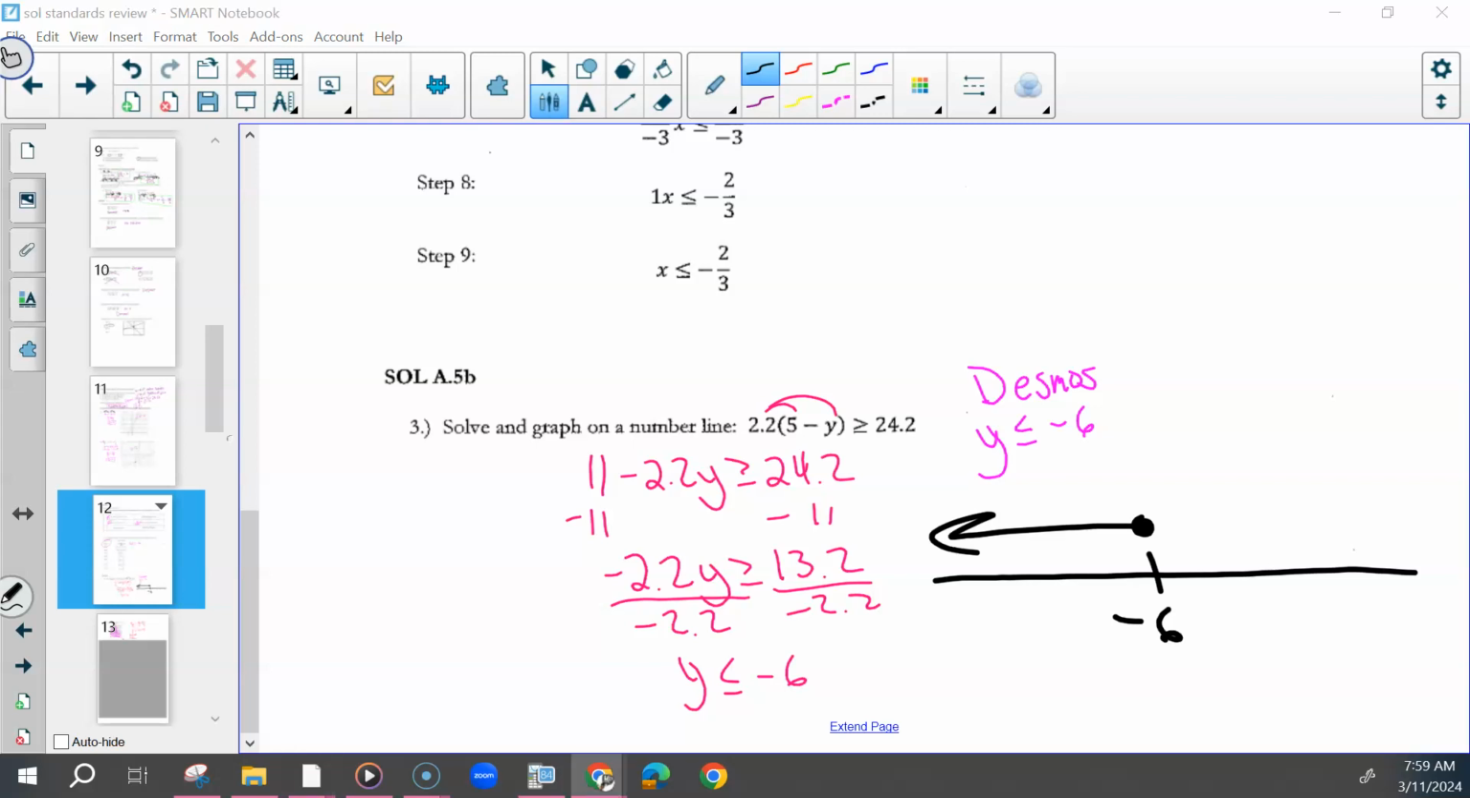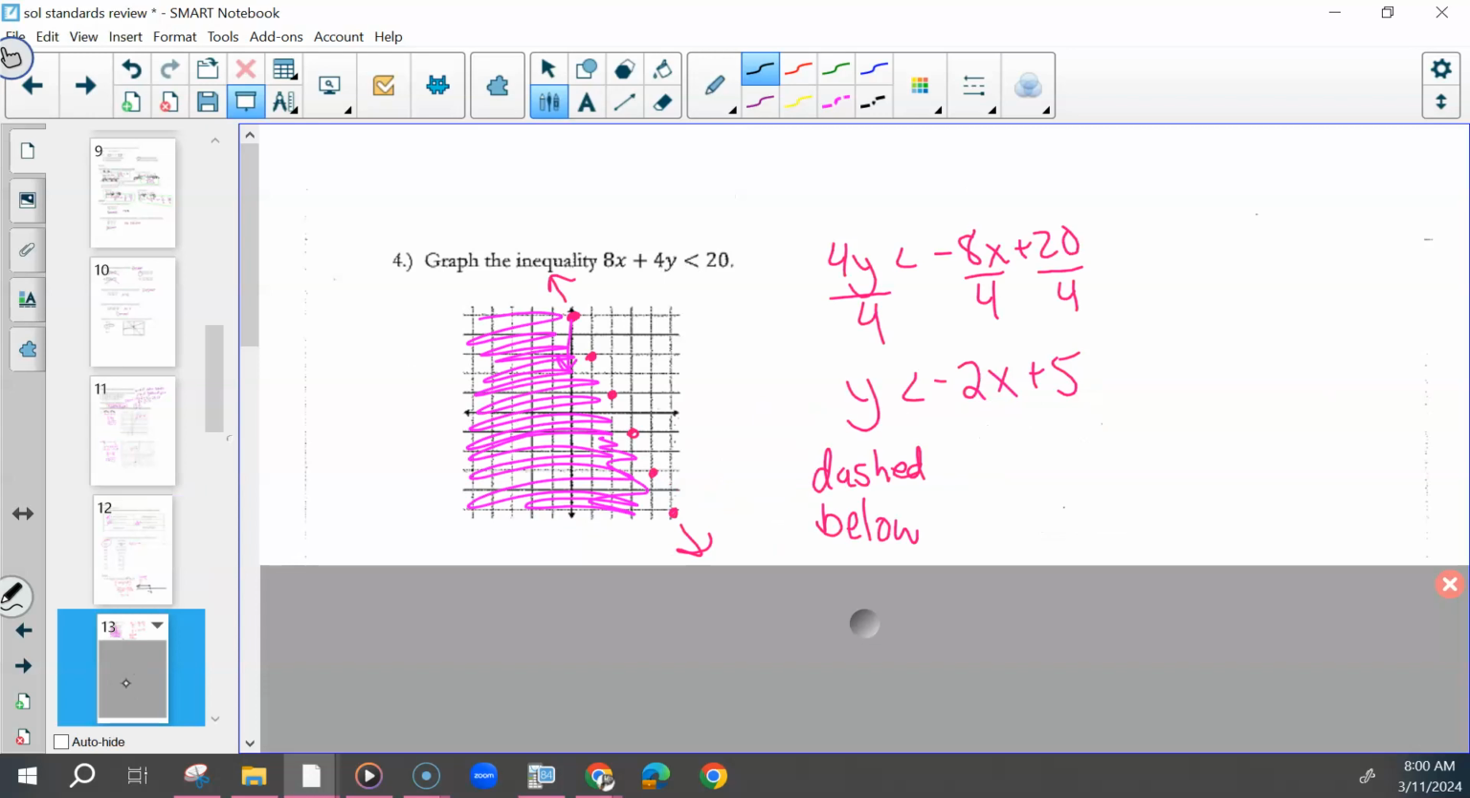So you do need to actually graph this. If you don't have your packet with you, remember to go back and graph it. If you had done this on Desmos, you wouldn't need to do this, but it should have been a dashed line shaded below with a slope of -2 and a y-intercept of 5.